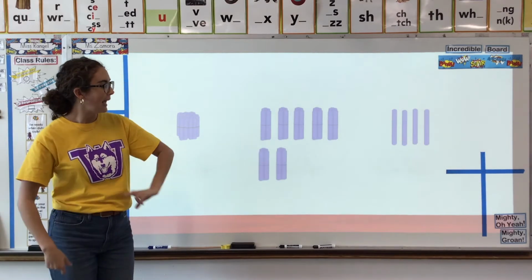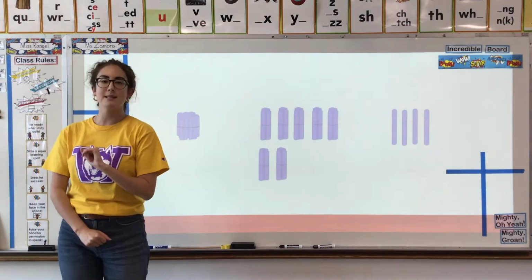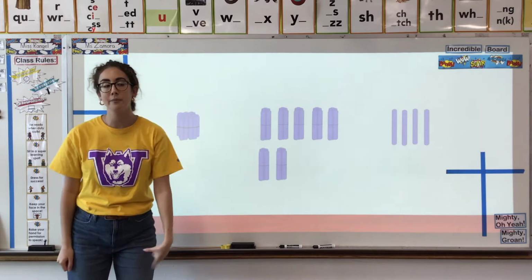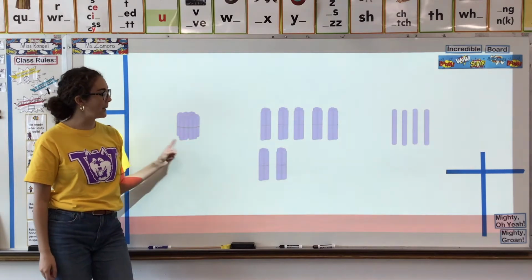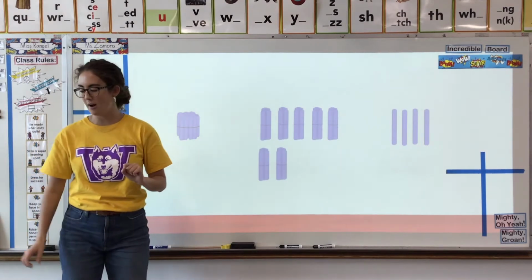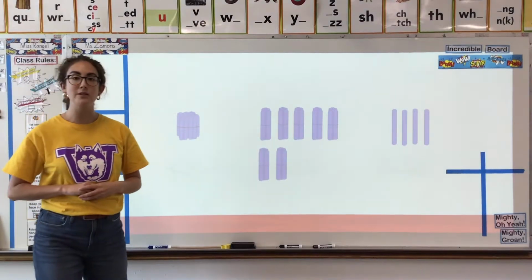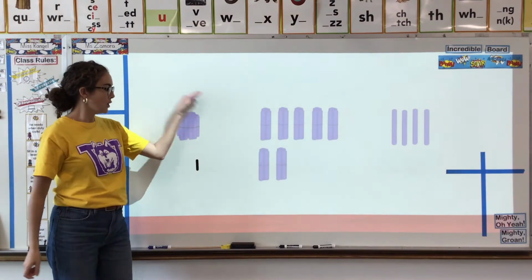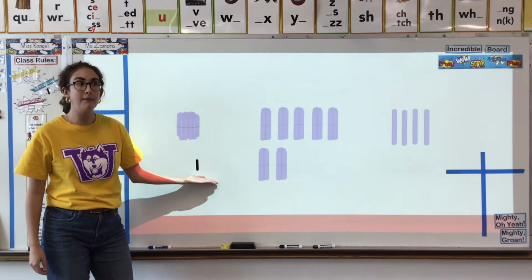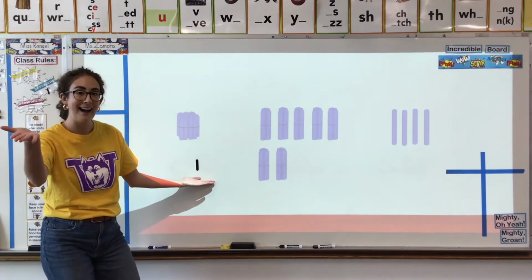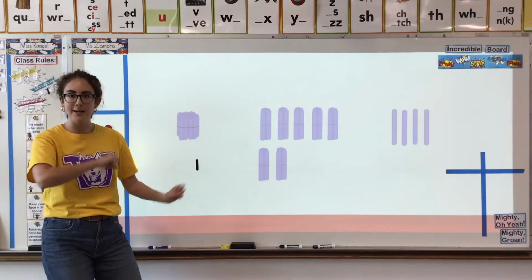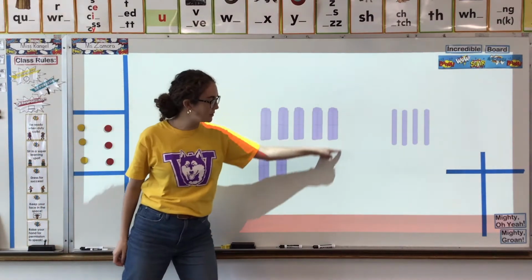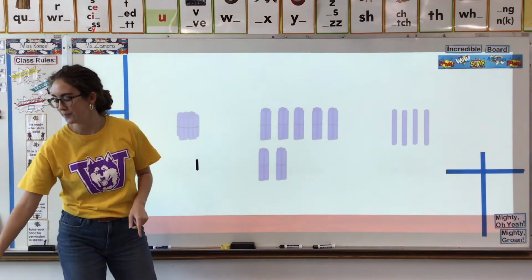Okay, how many sticks do you see on this screen? First up, how many bundles of 100 are there? How many bundles of 100? There's just one. So one bundle of 100 is 100. Awesome. How many bundles of 10 are there?